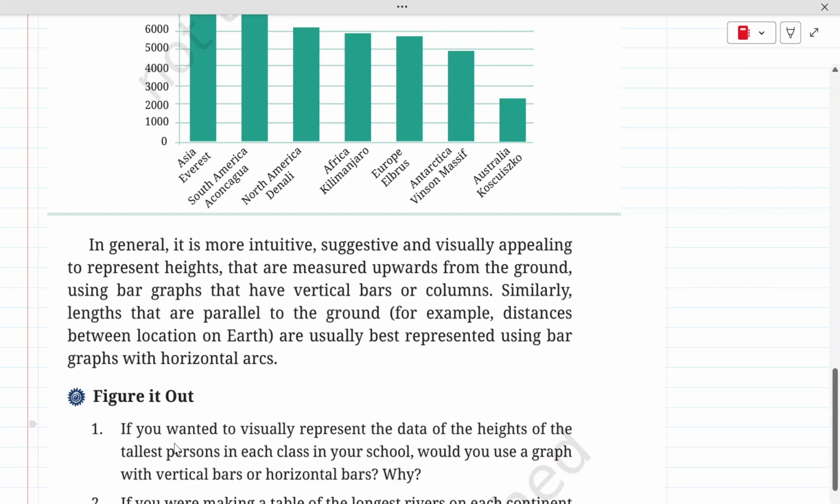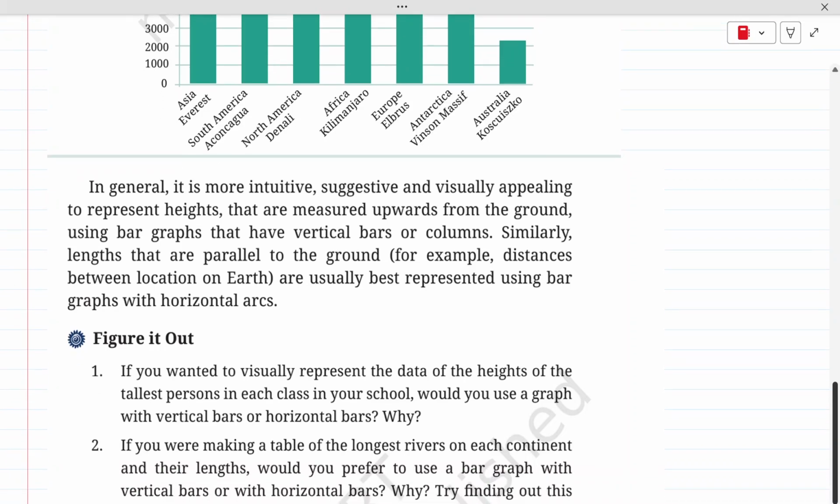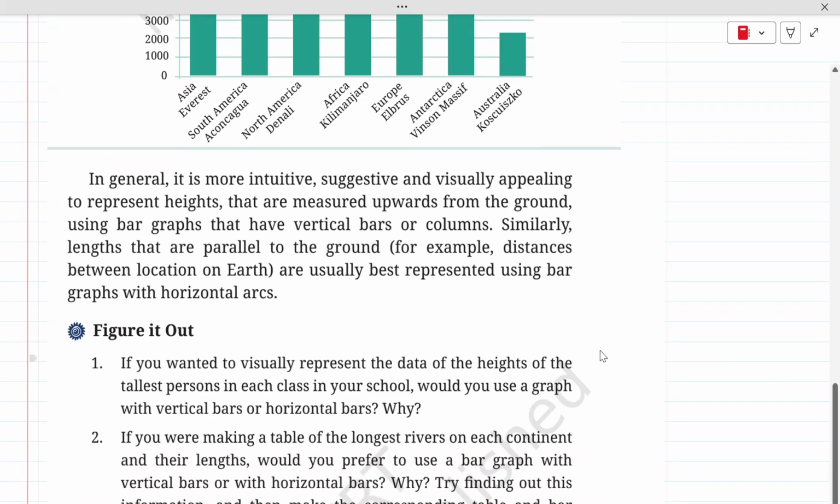Next, just figure it out. The question is, if you wanted to visually represent the data of the heights of the tallest person in each class in your school, would you use a graph with vertical bars or horizontal bars? So kids, this you have to decide yourself. Okay, which graph do you think is much better? According to me, we will draw the vertical bars. It is an easier and more understandable form.